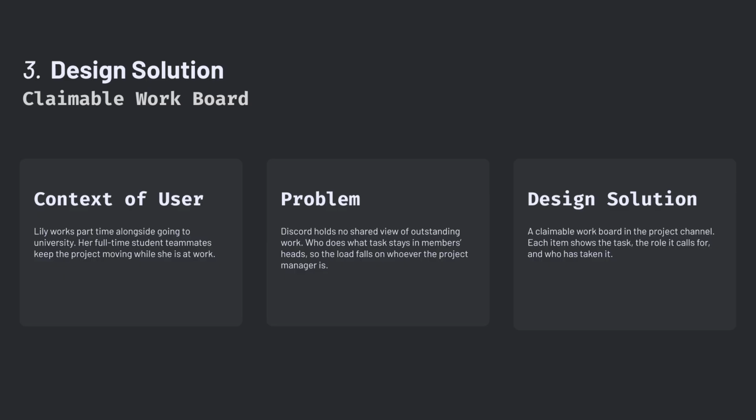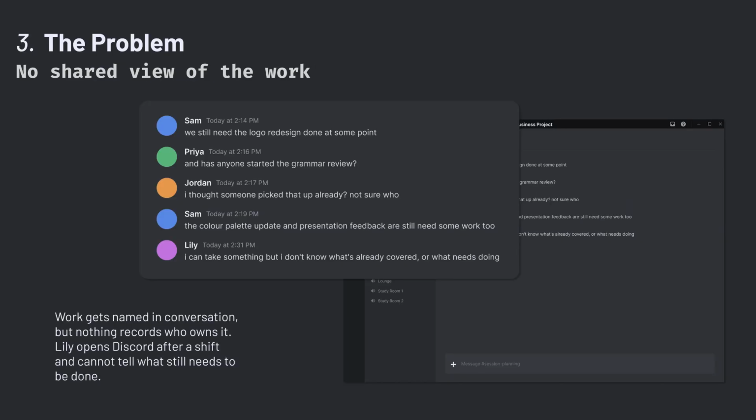Piggybacking off of Lily, she works part-time, so the project moves forward while she's at work. She can't keep up with messages, and Discord gives her nothing but the chat to catch up from. This is what she comes back to. Work gets named in conversation, but nothing records who owns what. She has to scroll, ask the group to catch her up, and even then she hesitates to start anything in case somebody already has.